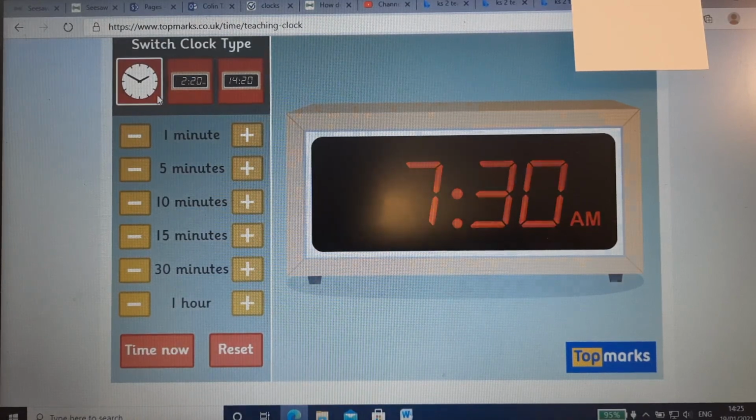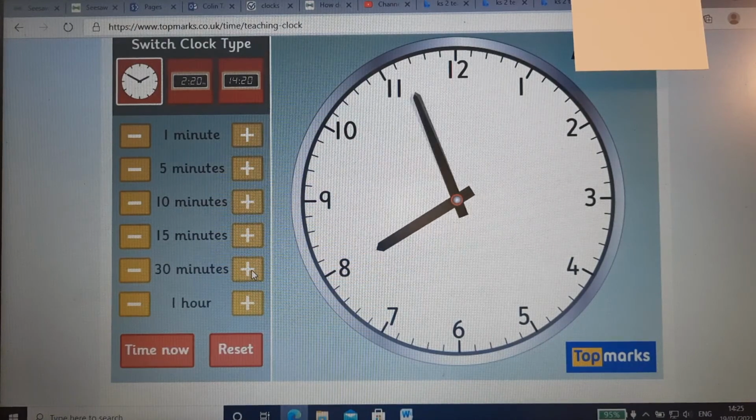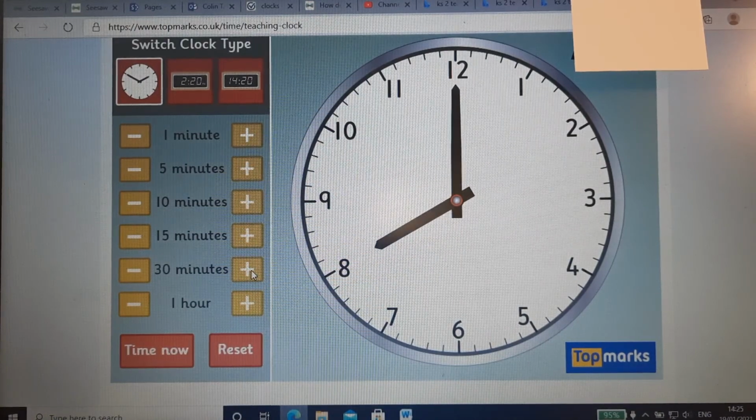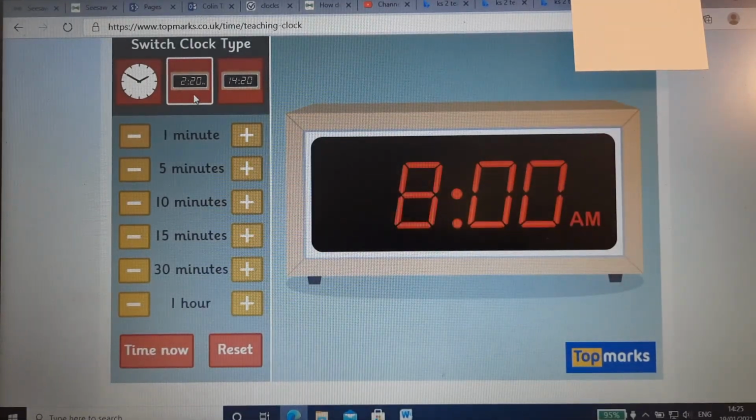Right, let's have a look at another one. What time is this in the morning? Write it down as a digital time using either AM or PM. Off you go, press pause whilst you do it. Right, the time you would have got there is 8:00 a.m.